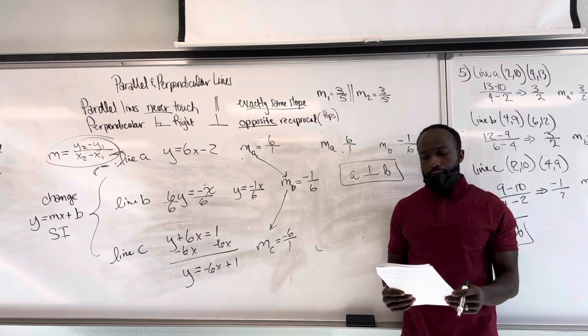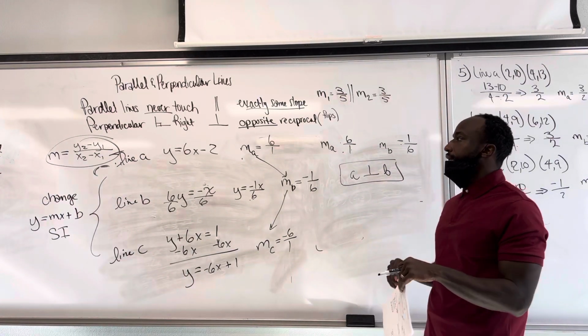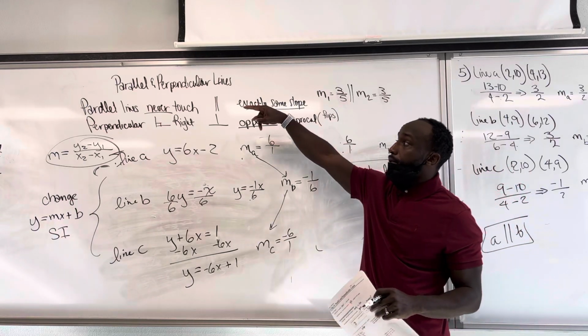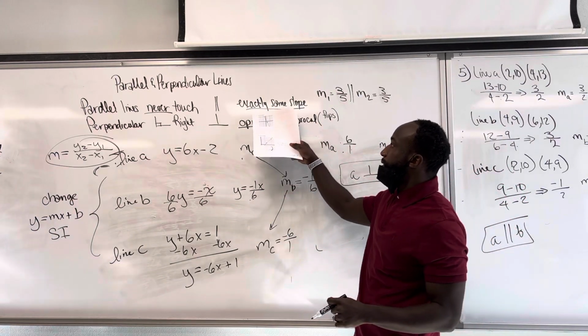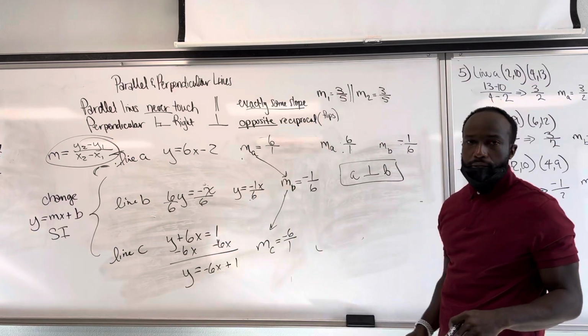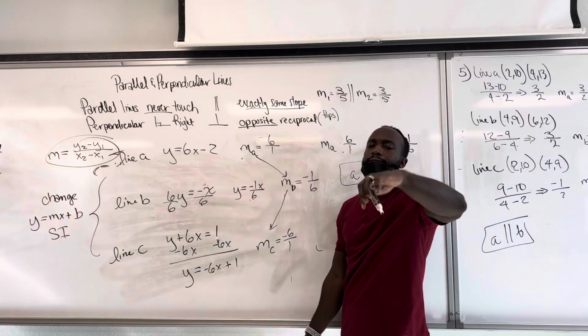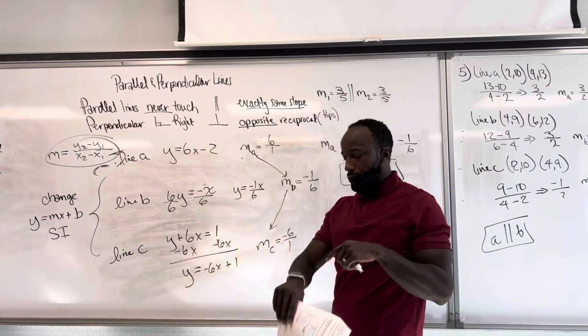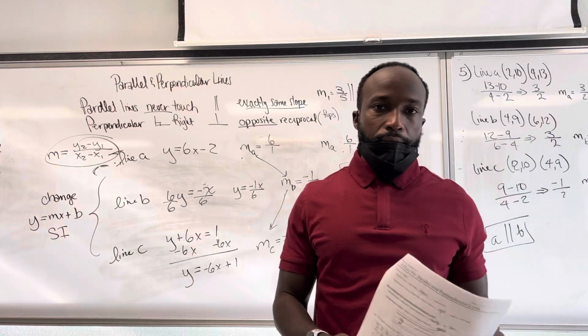And that's it right now, right? This is how we identify if lines are parallel or perpendicular. Parallel, exactly the same slope. Perpendicular, opposite reciprocal. Okay? If you have any more questions, comment below. Let's do the math out.